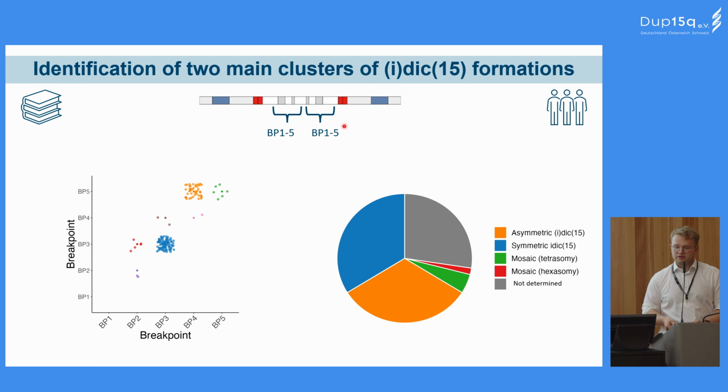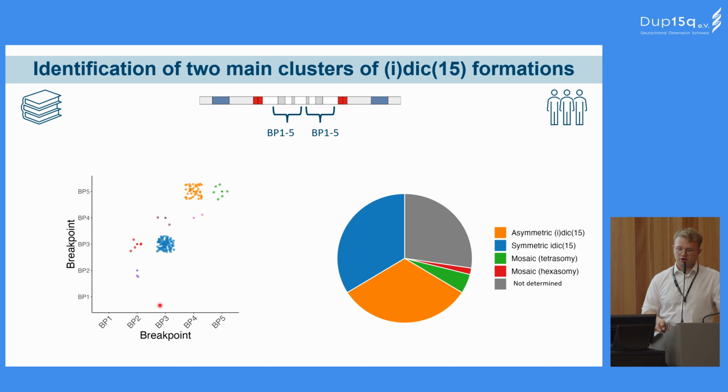The structure, especially regarding these breakpoints or the breakpoint combinations within individual IDIC-15, is highly variable. That's why we analyzed the frequency of different breakpoint combinations of this IDIC-15. That's what you can see here in this dot plot. Here are the breakpoints, and we were able to identify 2 main clusters of IDIC-15.